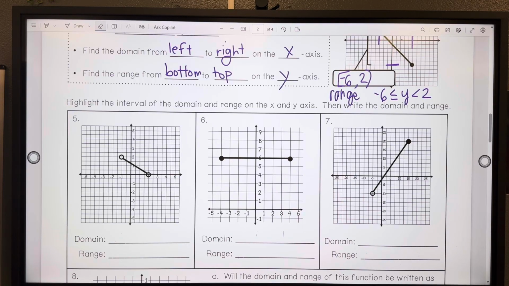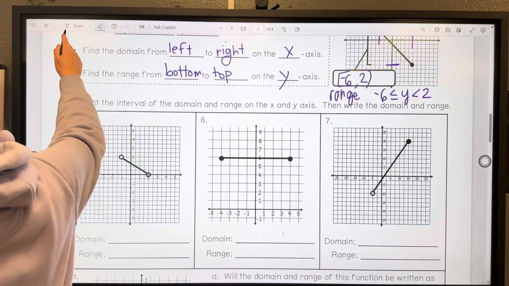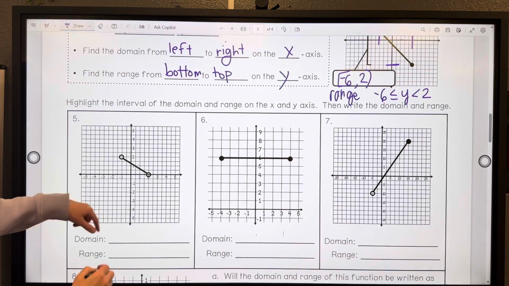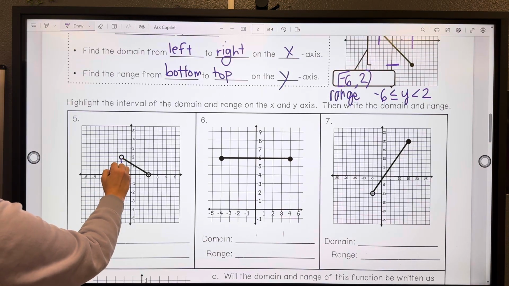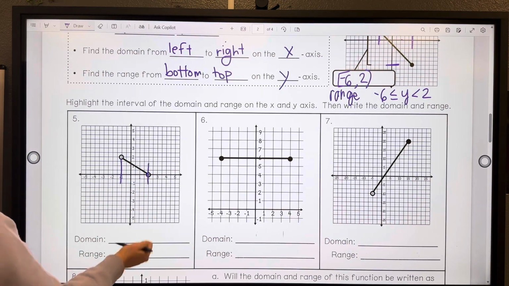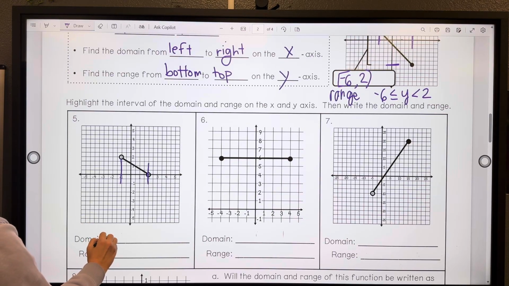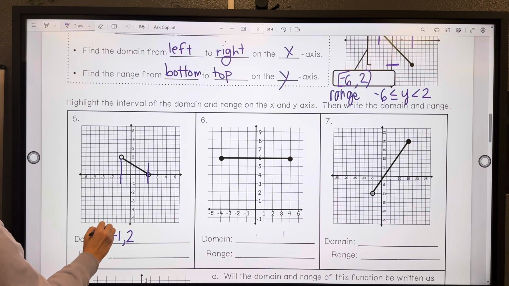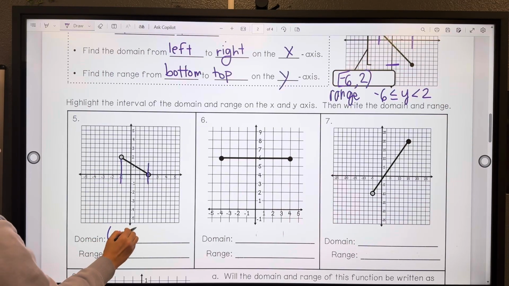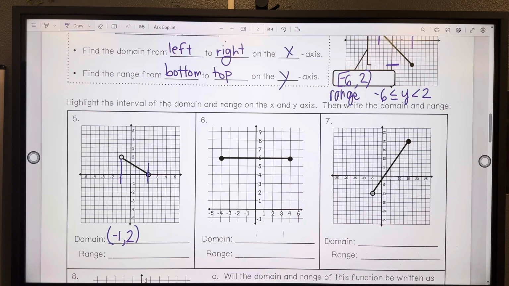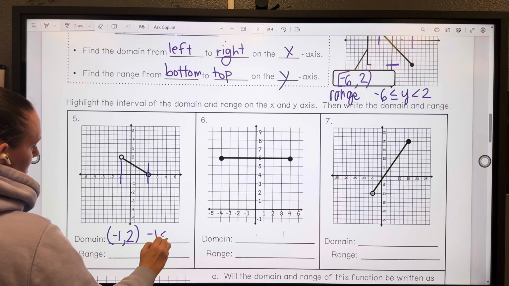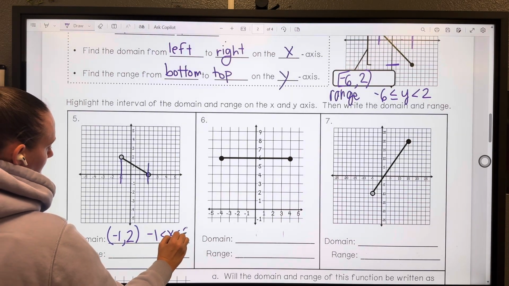Okay, I am going to do these with you rather than just let you see them. So I'm going to mark on my x-axis, my smallest value of x is there, my largest value of x is there. So I am going from -1 to 2. -1 is an open circle, 2 is an open circle, and I would say -1 is less than x is less than 2.